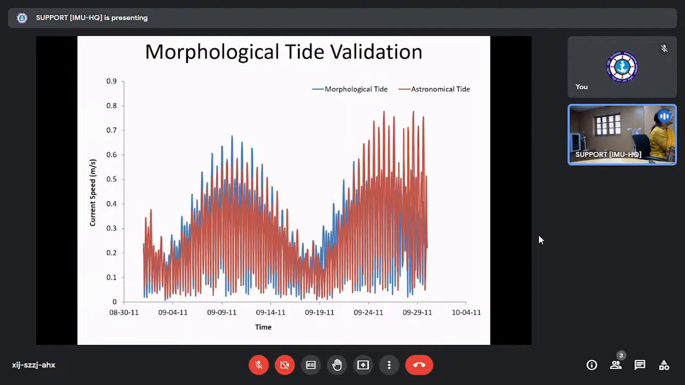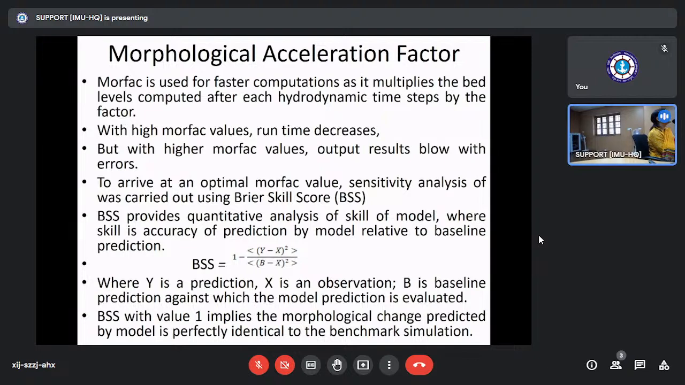So now, whether my morphological tide is working well, is it representing the actual astronomical tide? So for this, validation of the morphological tide was conducted. Here the current speed has been compared for using the morphological tide and the astronomical tide. Thereafter, the morphological acceleration factor was found.